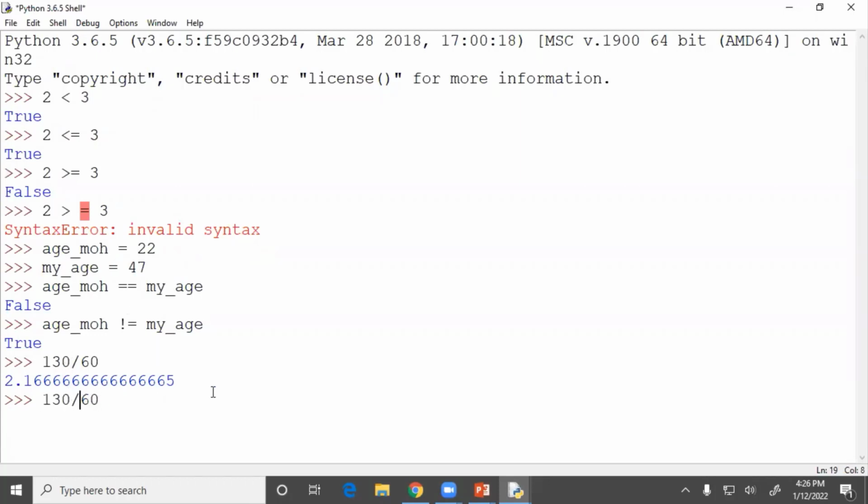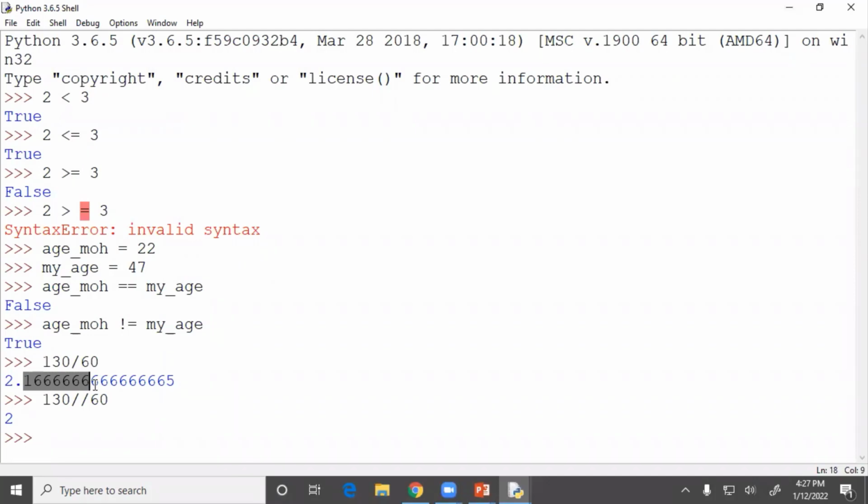So the integral operator is going to give me only the integer part, the part without the decimal point, and this is going to give me 2. And this is not similar to rounding. If this is 2.9999, what is it going to give me? 2.